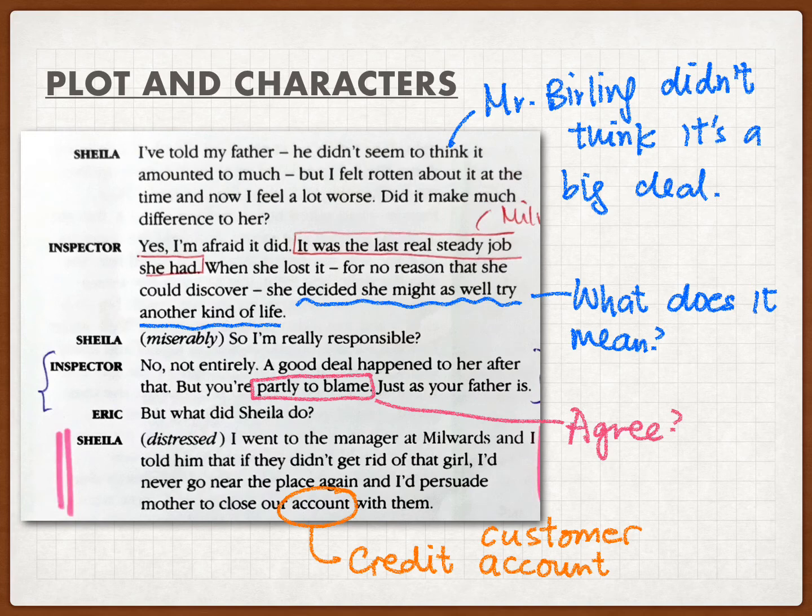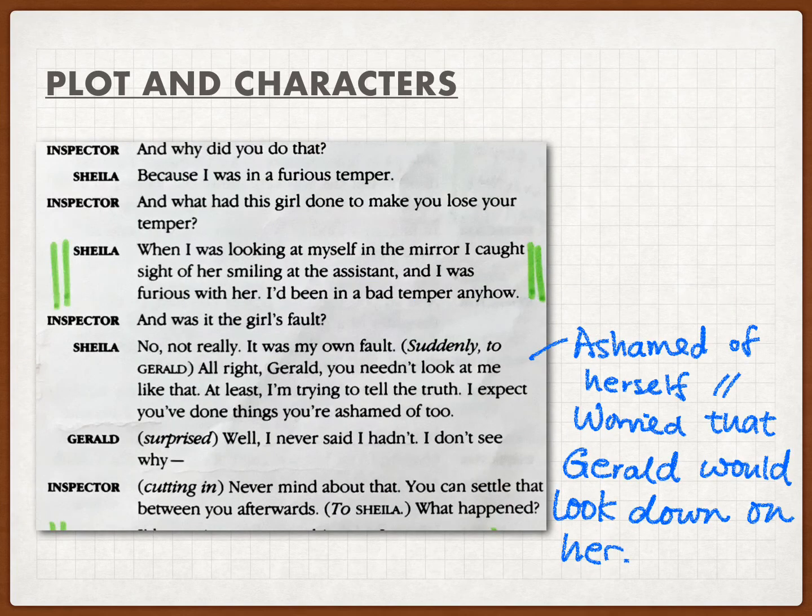So Sheila threatened the shop to close their account, meaning that they were not going to shop at Millwards anymore. And the inspector continued to question why Sheila did that. Sheila explained that she was very angry at that time. She said she was looking at herself in the mirror, but she saw Eva Smith smiling, and that made her angry. And it wasn't even Eva Smith's fault.